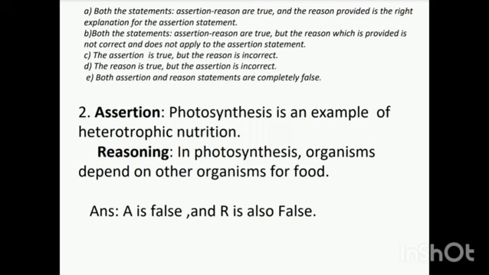Photosynthesis is an example of heterotrophic mode of nutrition. Heterotrophic nutrition is a mode of nutrition where they depend upon others for food, whereas photosynthesis is a process where the green plants make their own food by using the light. Whereas the reasoning given is that the photosynthetic organism depends upon other organisms for food. The reasoning sentence is false, so hence we can say that the assertion is false and the reasoning is also false. So assertion and reasoning are completely false according to the five options which are given on the top. Okay, so hence assertion is false and reasoning is also false.